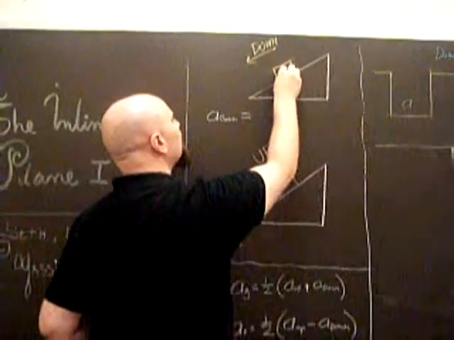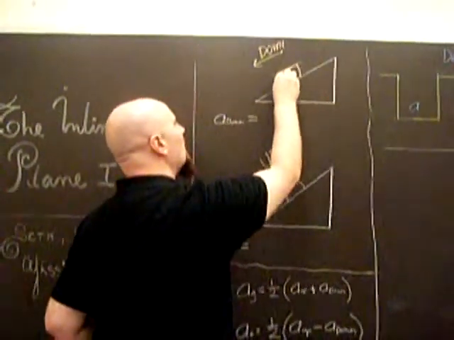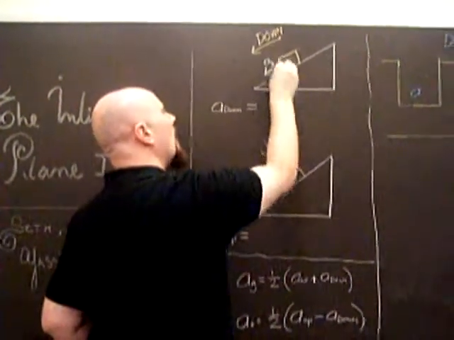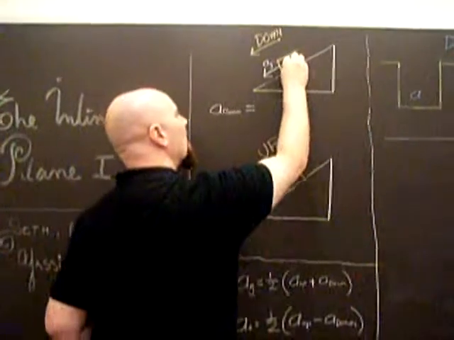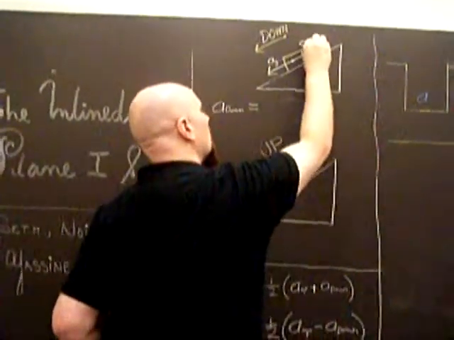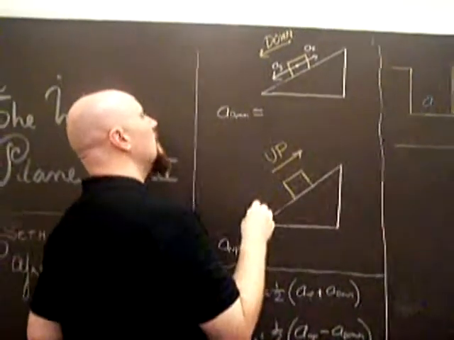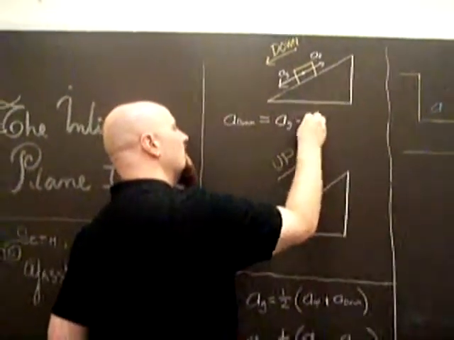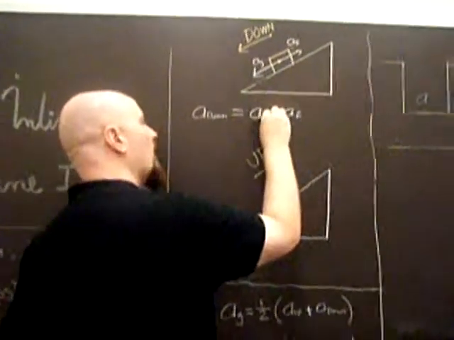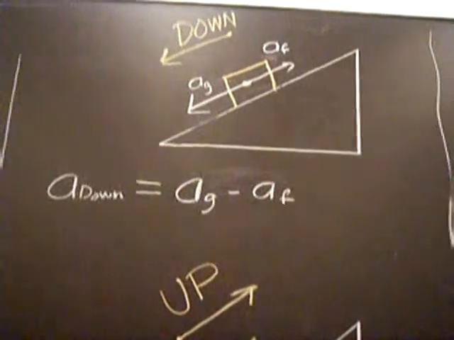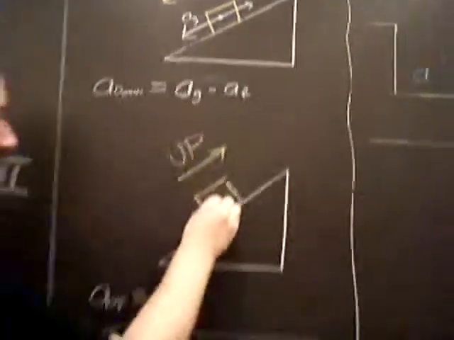Let's see here. Well, when it goes down the inclined plane, the acceleration due to gravity is that way, and then the acceleration due to friction opposes the motion in the other direction. Okay, that's good. So this is AG minus AF. Okay, all right, nice. All right, looking at the other direction, let's see here.